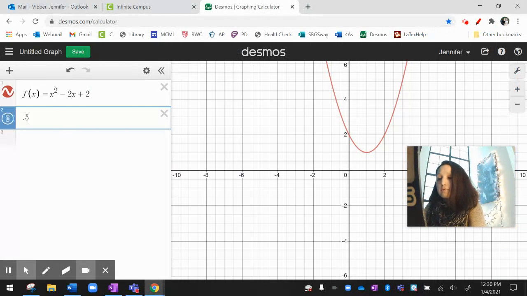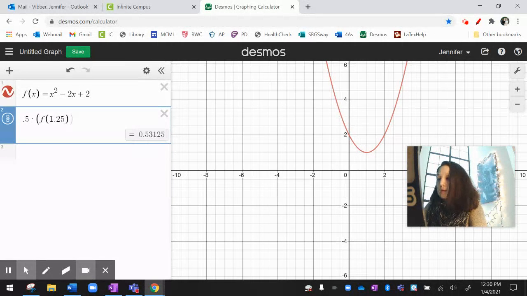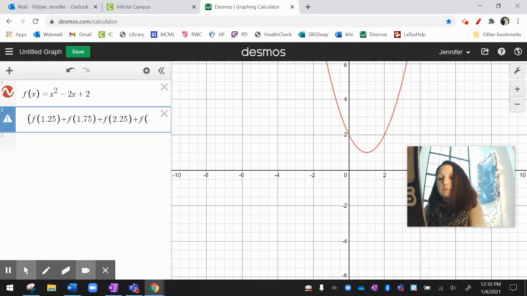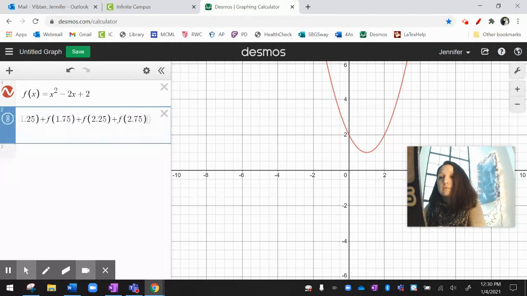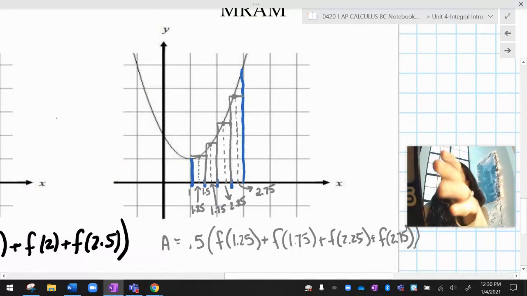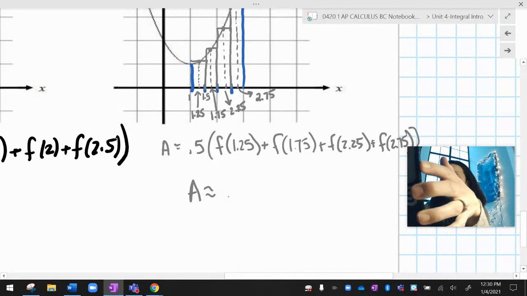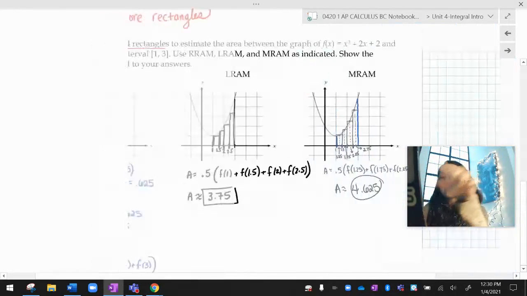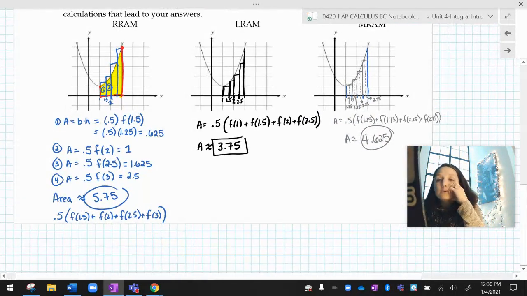So 0.5 times f of 1.25, plus f of 1.75, plus f of 2.25, plus f of 2.75. 4.625. Cool. And if we look at that, that seems to be in between the other two.